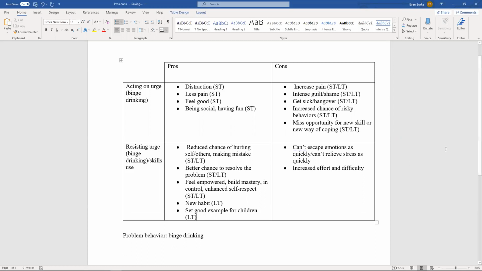Okay. All right, so now lastly, we get to evaluating the short and long-term effects of the cons of refraining from drinking and using skills. So in terms of not being able to escape feelings and relieve your distress immediately, that has a short and long-term effect, I would say. So short-term, obviously you're going to feel the same and not get that immediate relief that drinking gives you. But long-term, you might come to recognize that distress is tolerable and not something that needs to be avoided, right? Distress is a normal part of life, as well as all other negative emotions.